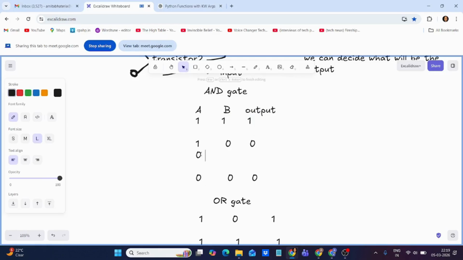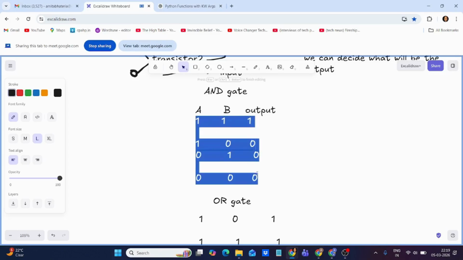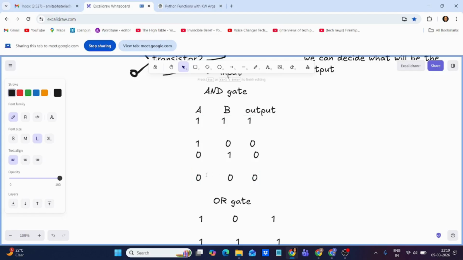The same can happen if A is 0 and B is 1, then the output will be what? 0, right? Because it is an AND gate, the output will be 0, right? This same thing has been drawn for the AND gate, right? And if both inputs are 0, then the output will be false, right? So this is how we draw the AND gate.